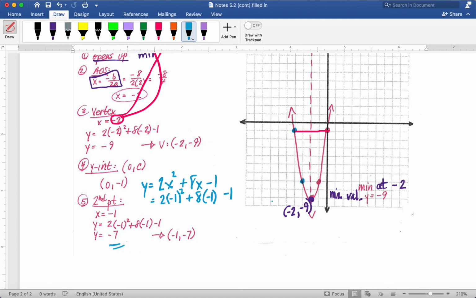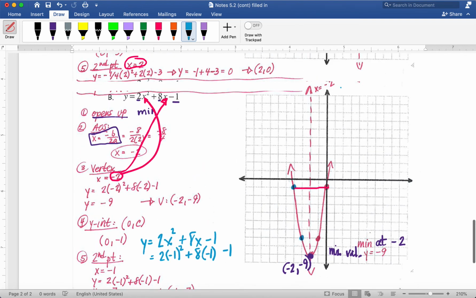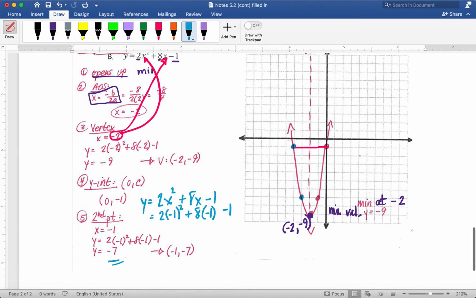You always want to identify your vertex, your axis of symmetry. You want to tell if the function has a max or a min, where the min or max happens, and what the min or max value is.